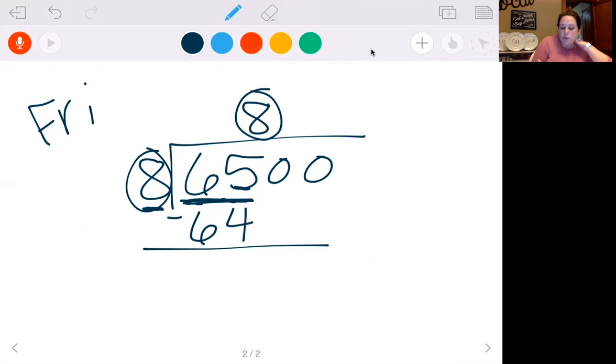5 minus 4 is 1. 6 minus 6 is 0. You can put the 0. I'm not going to because it gets a little messy. So we divided, we multiplied, we subtracted.